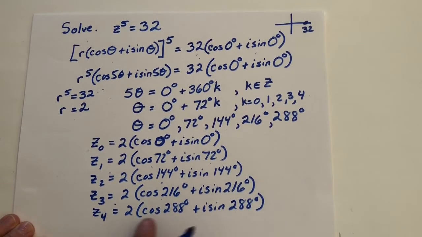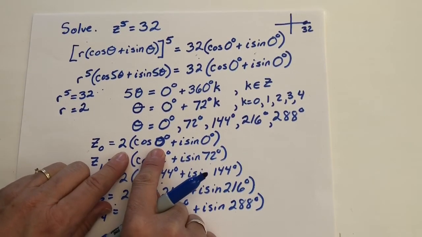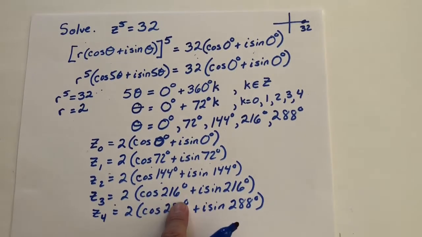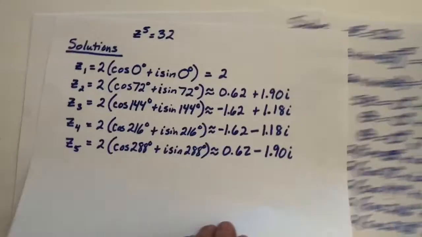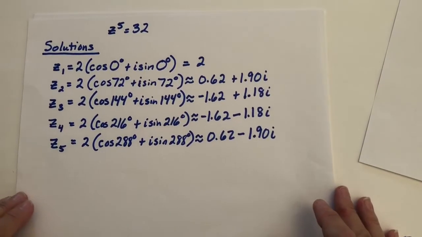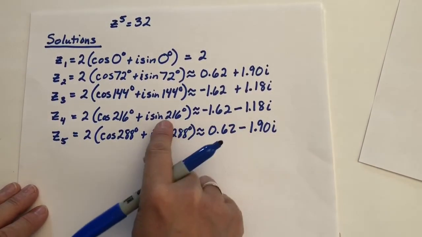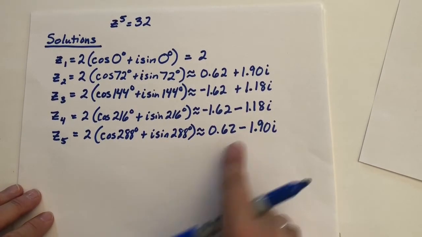Now you might not want them in trig form. Maybe you would want them in rectangular form or standard form for a complex number. So you could punch these in on your calculator. Well, no calculator needed here with cosine of 0 degrees and sine of 0 degrees. But you could use your calculator. And I've already done that calculation, so let me pop those values up for you. And here they are. I just used a calculator to find these values. So these are the 5 fifth roots of 32.